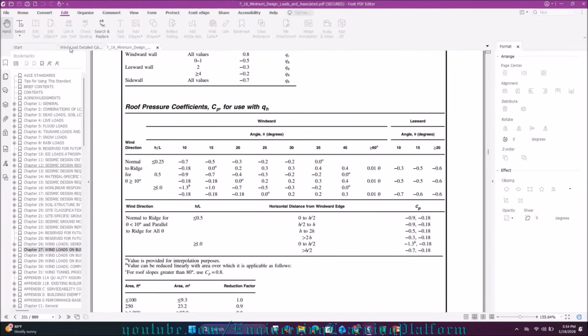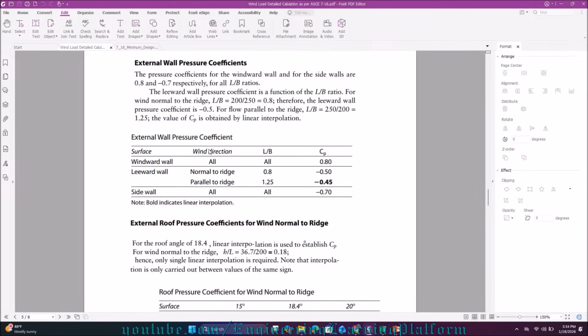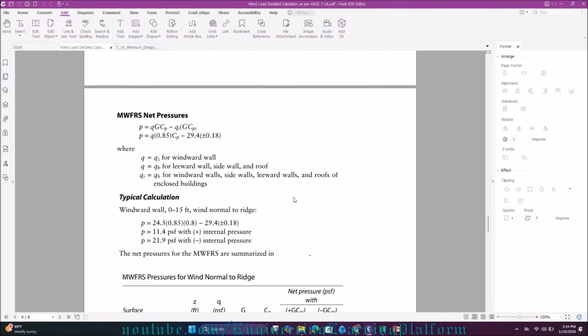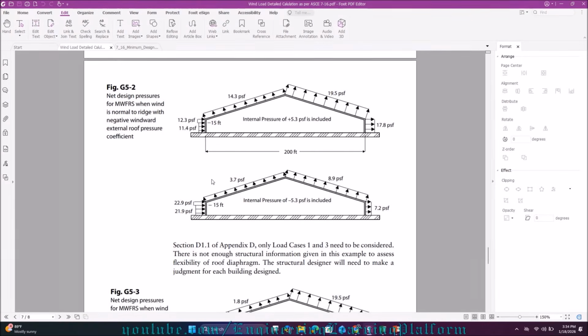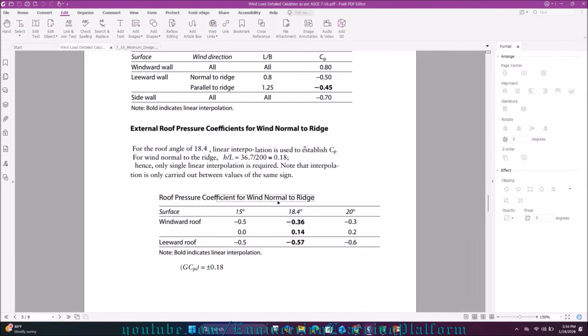So let's go back to our example. Here you can see the external roof pressure coefficient for wind normal to ridge. For the roof angle of 18.4 degrees, we get these two values of external pressure coefficient for windward and for leeward roof. See, if this is your windward side, this is your windward roof, this is your leeward roof. So for the windward roof you get this value, for the leeward roof you get this value.